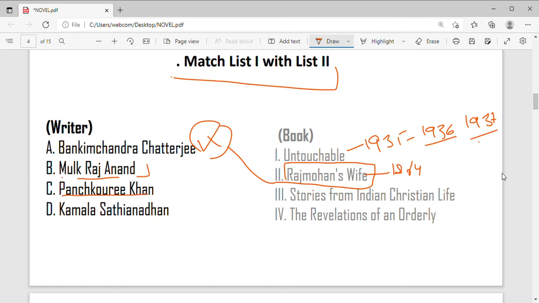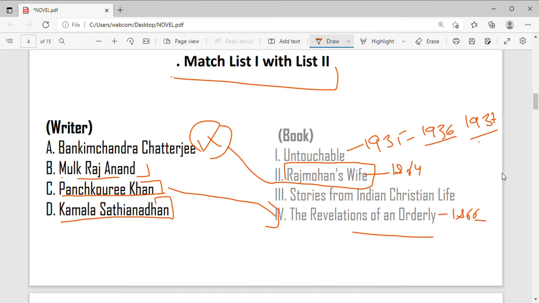Panchkauri Ghosh. We didn't know any of these characters for sure. We didn't know any of these writers. Even Google doesn't have enough information about them. But he has published The Revelation of the Orderly, published in 1866. They are pre-independence writers here.